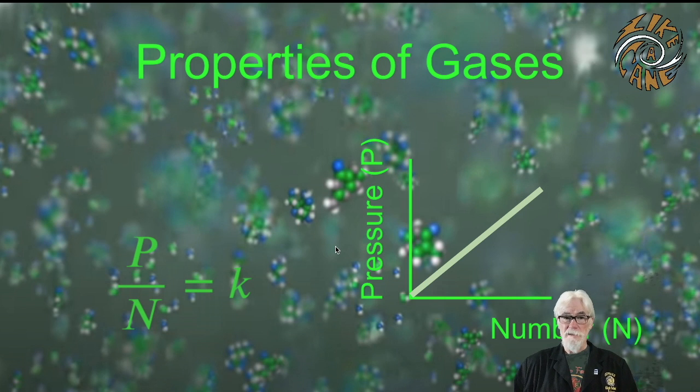The pressure, vertical axis, is equal to a constant number, that's the slope of this line, times the number of particles. If you do a little rearrangement of the variables, that means that the ratio of pressure to number of particles does not change. And so whatever happens to the number of particles, the same thing has to happen to the pressure. In other words, if we double the number of particles, the pressure has to double. If we cut the number of particles in half, the pressure has to be cut in half.